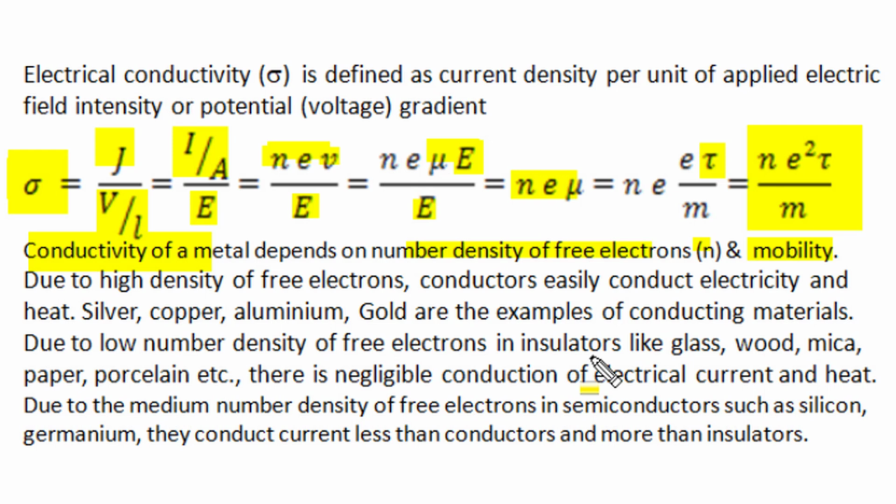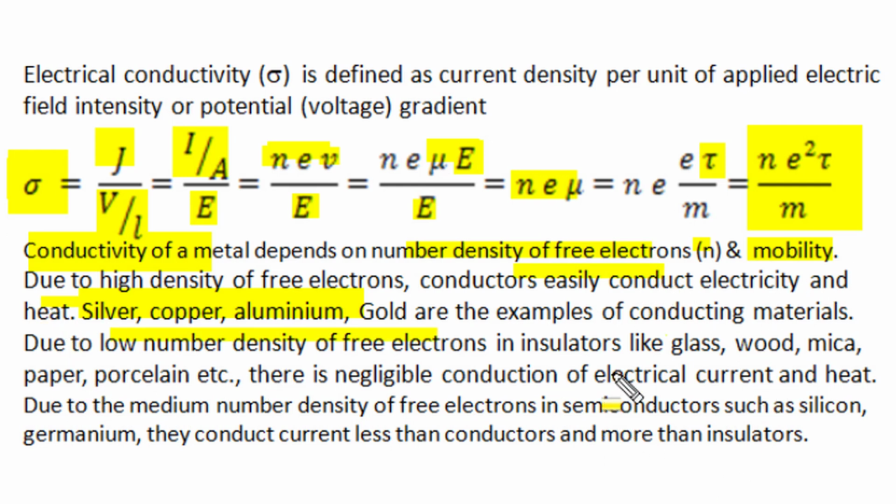In metallic conductors like silver, copper, aluminum, gold, we have a very high number of free charge carrier density. This small n is very high, and mobility is also high. So the product of small n and μ results in a higher value of conductivity. So these metals have high conductivity and they easily conduct electricity as well as heat.